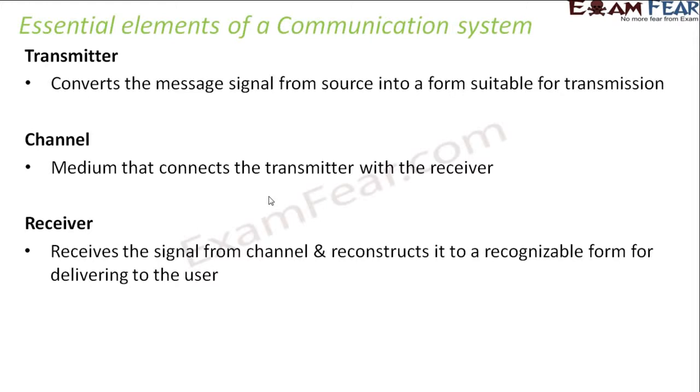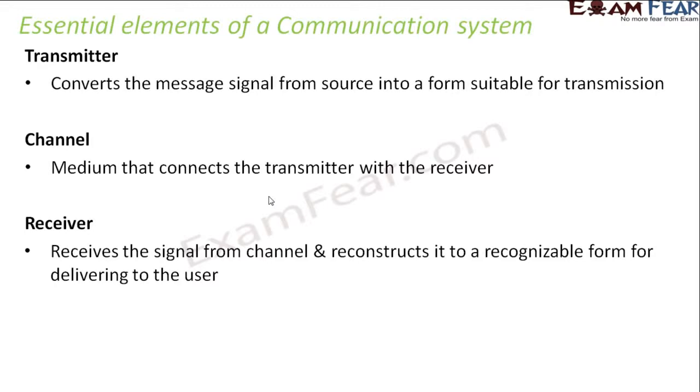Now, the receiver will not take that box and deliver it to your friend. It will not do that. It will retrieve the letter which is intended for your friend, and then send it to your friend in the same form in which you sent it. So your friend will receive exactly the same letter which you sent. So the jobs of transmitter and receiver are just the opposite. Transmitter will convert your signal into a form which is suitable for transmission. Receiver will convert the form which is suitable for transmission into a form which is understandable by you.